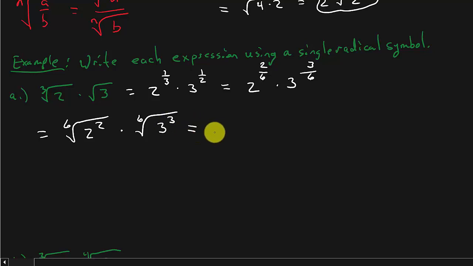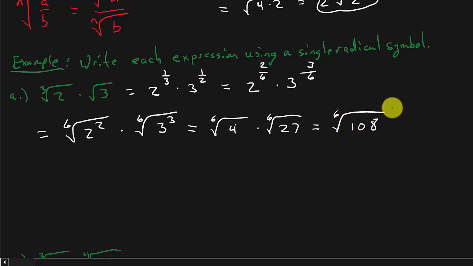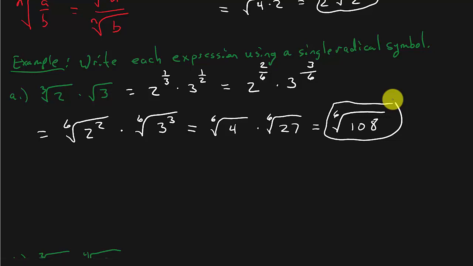So now this is what? The 6th root of 4 times the 6th root of 27, which gives me the 6th root of 108. And that's all they're wanting you to do there, is write that as a single radical. That's what they're wanting you to do.